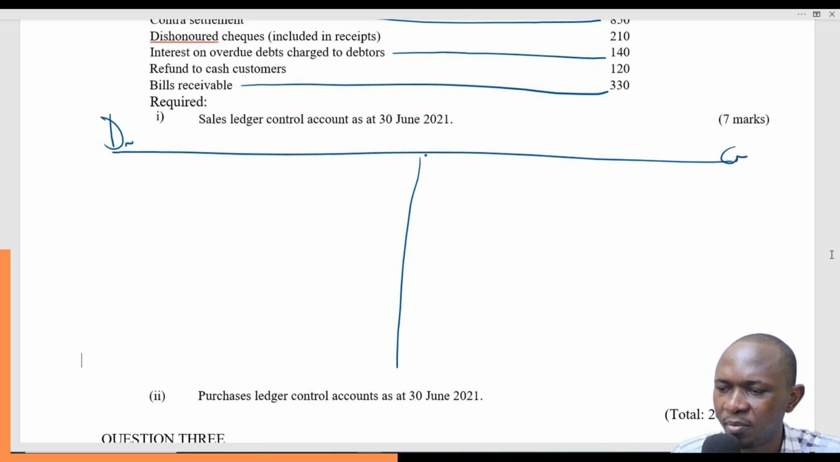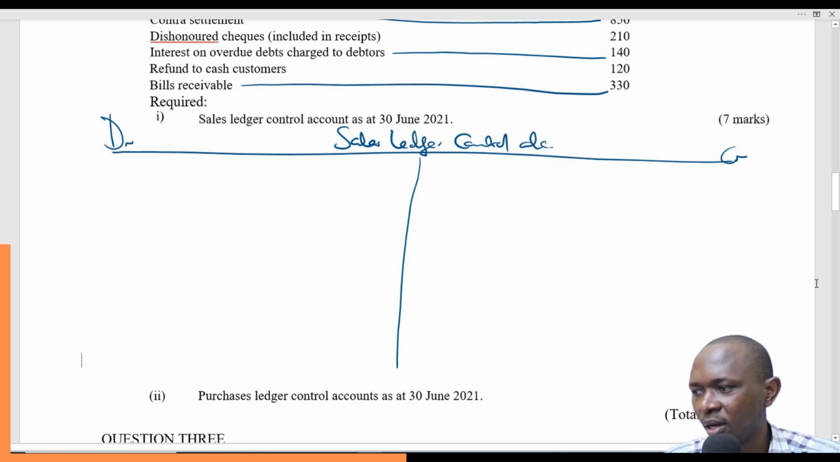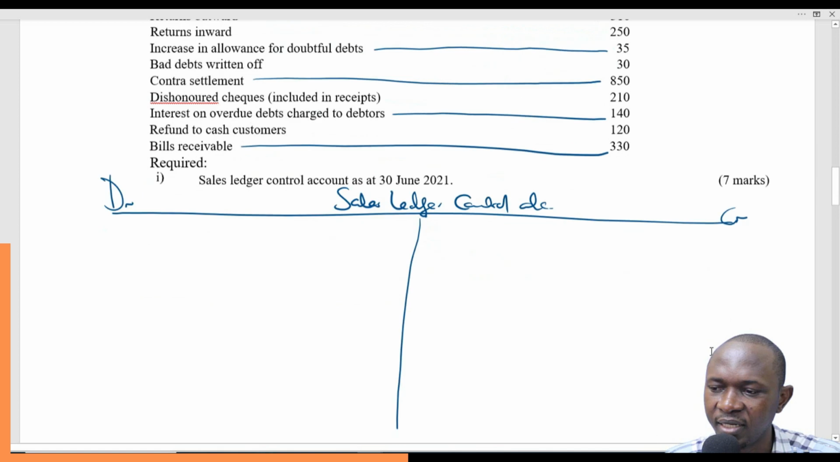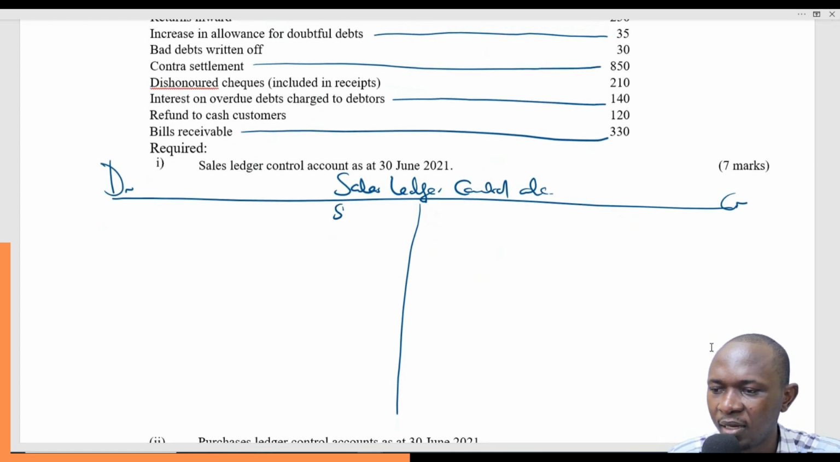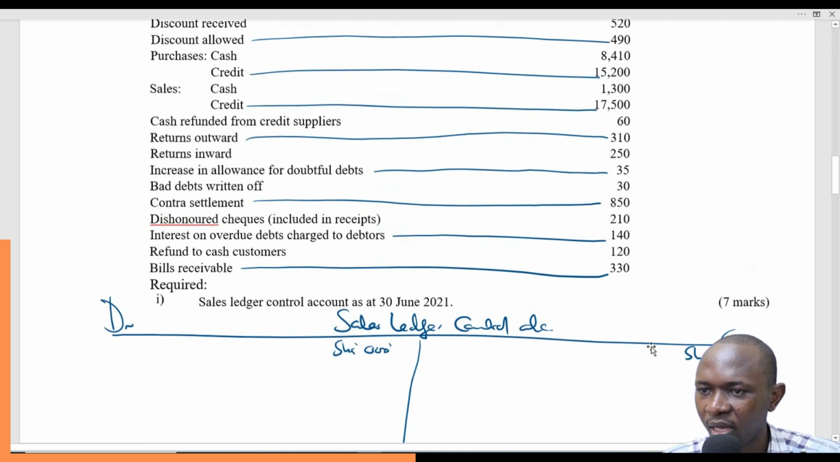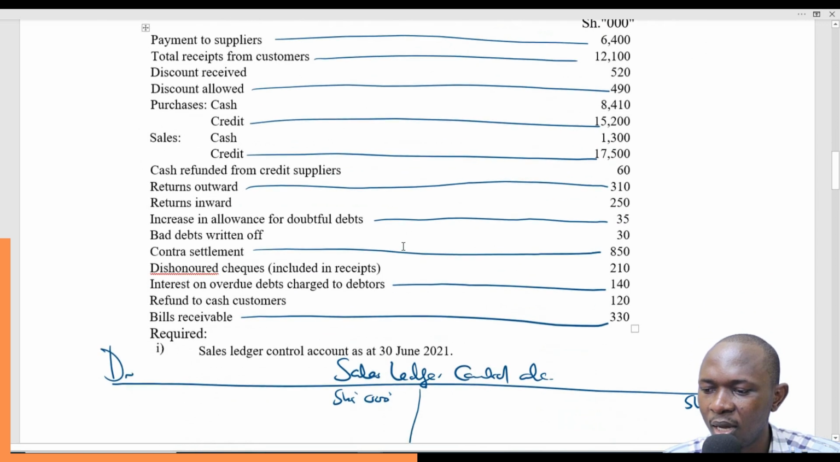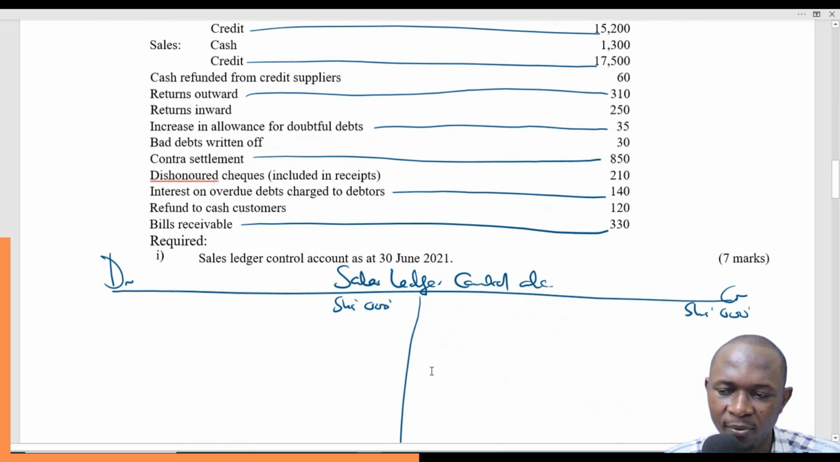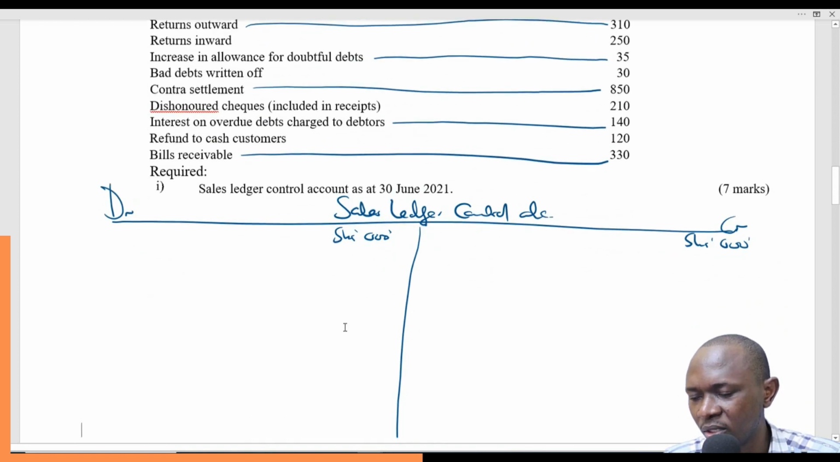A ledger has the debit and the credit side. So we'll call this one the sales ledger control account. Just write sales ledger control account, that's enough. Debit side and credit side. Of course, you can restrict the zeros and show the currency units. So like that. And then we go back to the question and we try to pick anything that will qualify to be included here.